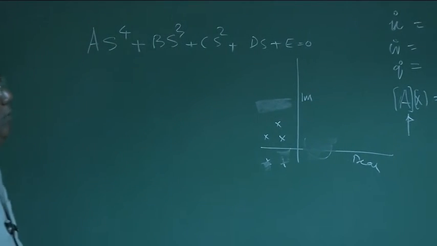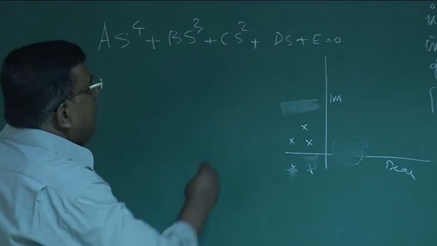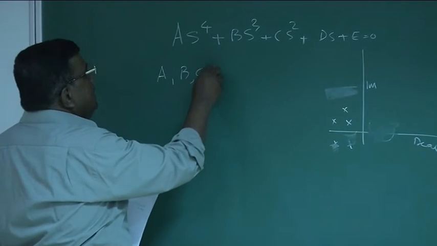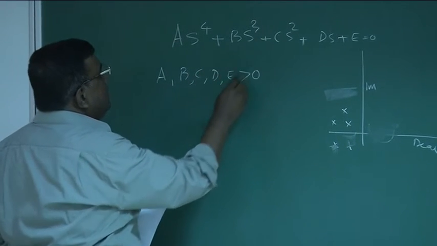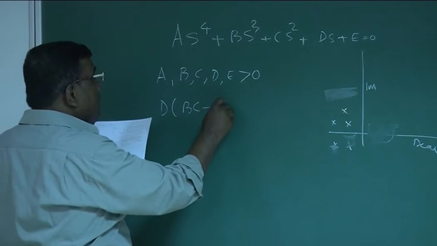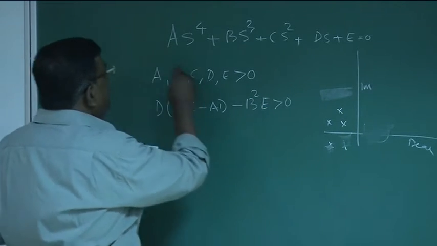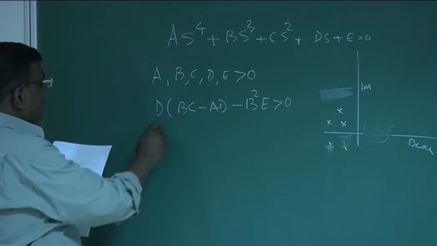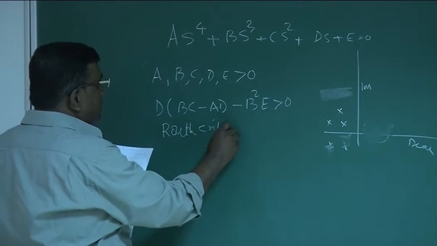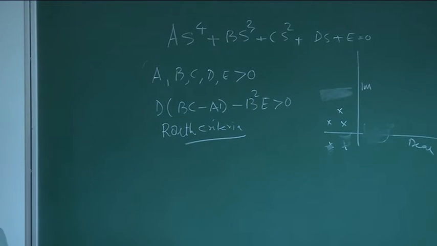And for that, as per the Routh criteria, the condition that all the roots will be in the left half plane is, first, A, B, C, D, E all greater than 0, and then D into BC minus AD minus B square E should be greater than 0. This is typically the Routh criteria, and those who are interested can read any book. We are using this condition to check the stability of the system.